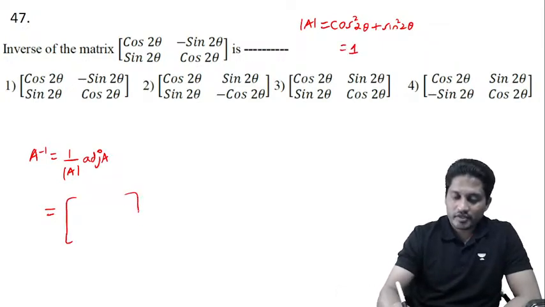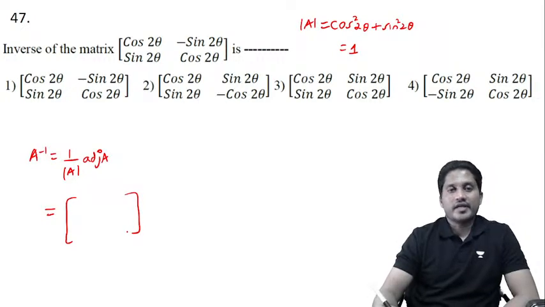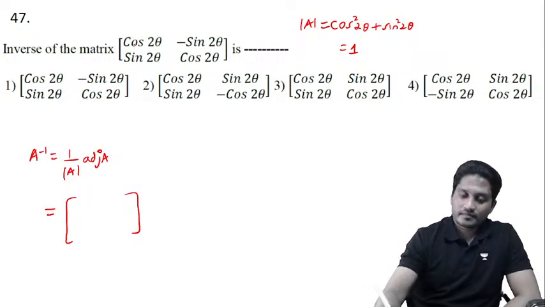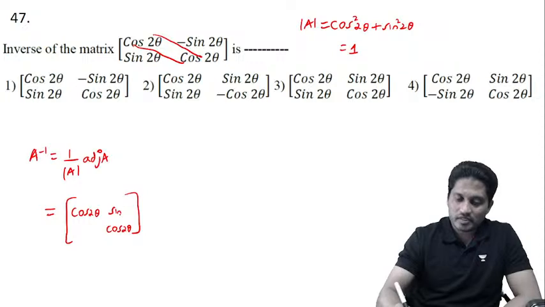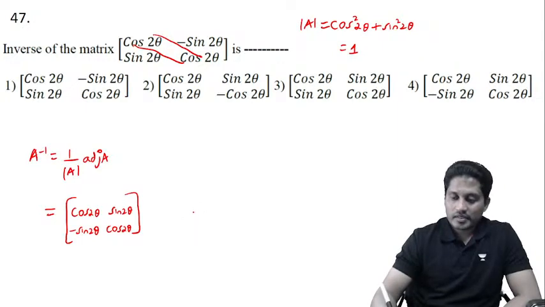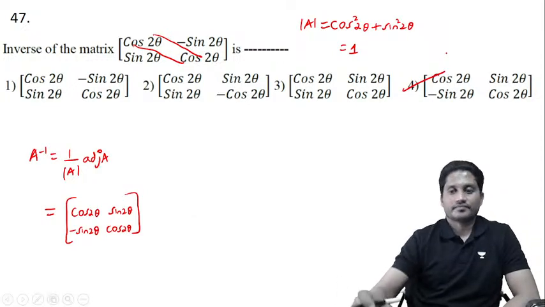Now I should find the adjoint. How do you find the adjoint? Interchange the diagonal elements and change the sign of the other elements. So this is cos 2 theta, this is cos 2 theta. Interchange the diagonal elements, change the sign of the other elements. So this is plus sin 2 theta, this is minus sin 2 theta. So cos 2 theta, sin 2 theta; minus sin 2 theta, cos 2 theta. Answer is option D only.